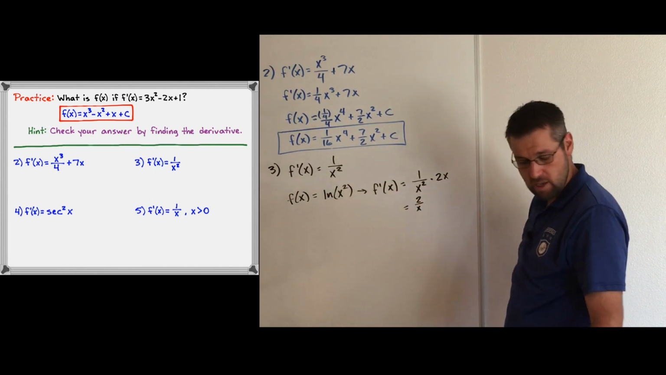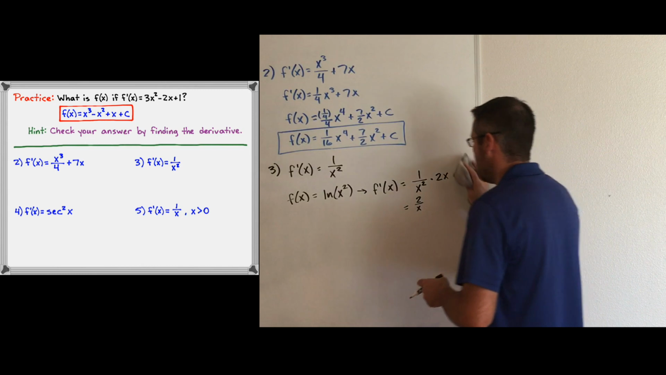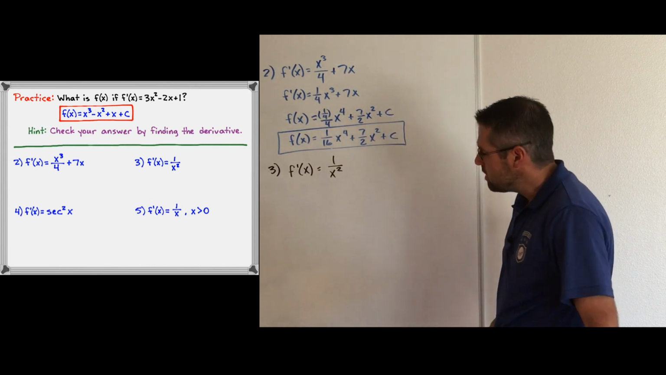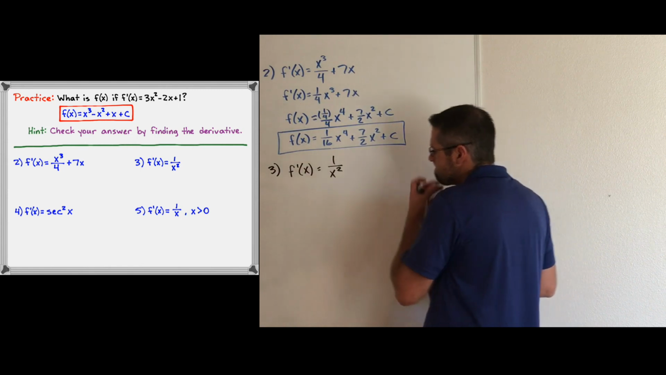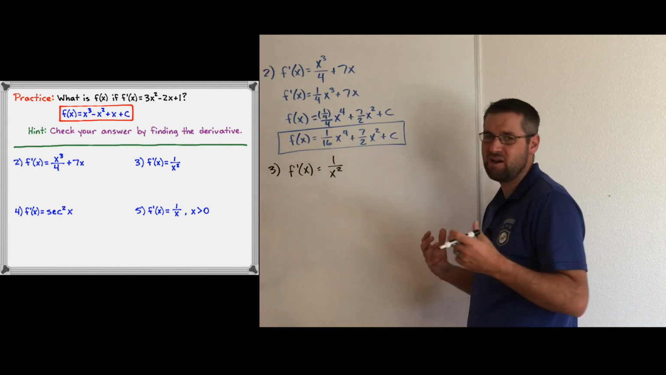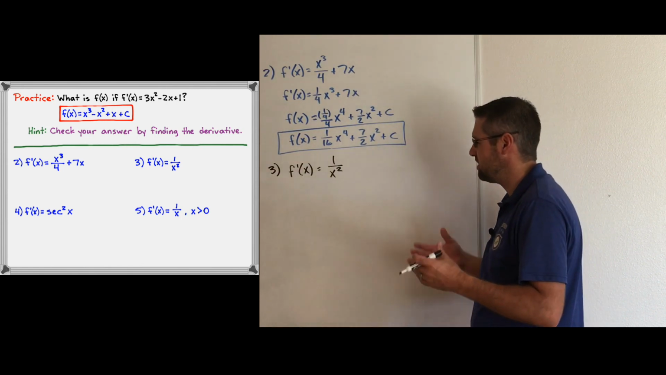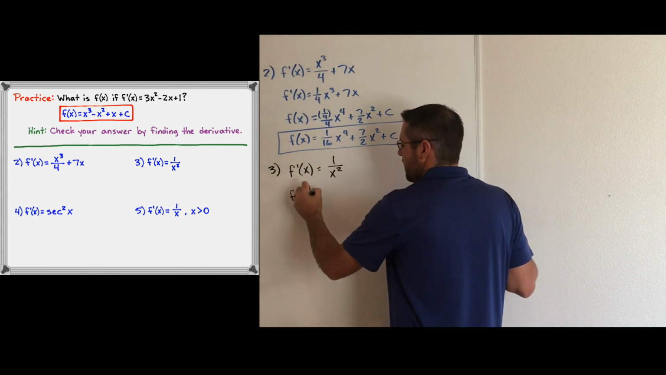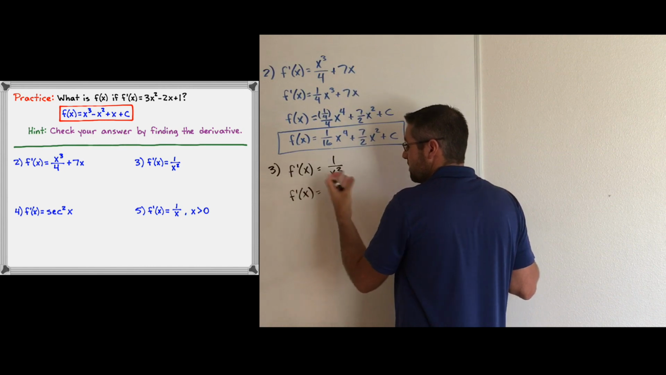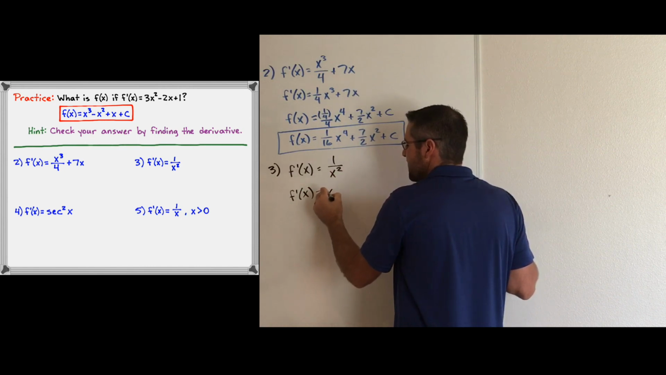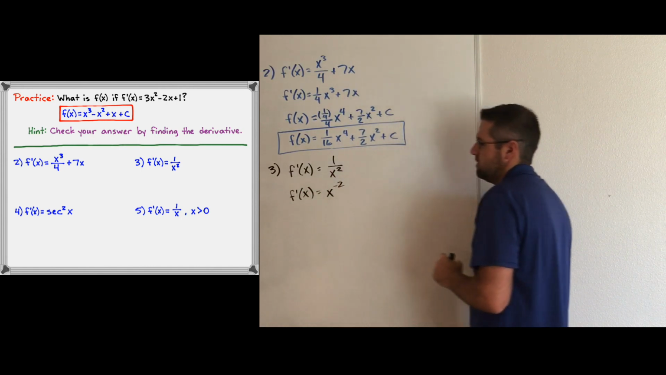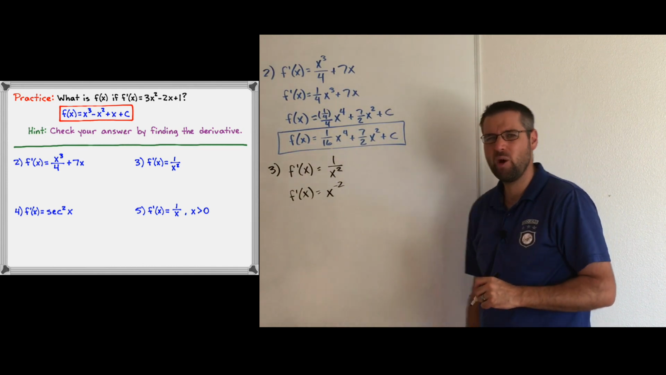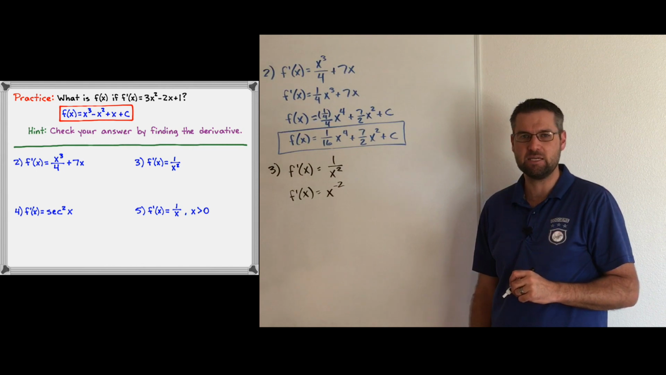We have a problem. The antiderivative of 1 over x squared does not have anything to do with the natural log. Considering I only know how to undo the power rule at this point in time, I'm going to rewrite this so that it looks like something that I can undo a power rule to. So I'm going to rewrite this as x to the negative second. So f prime of x is equal to x to the negative second.